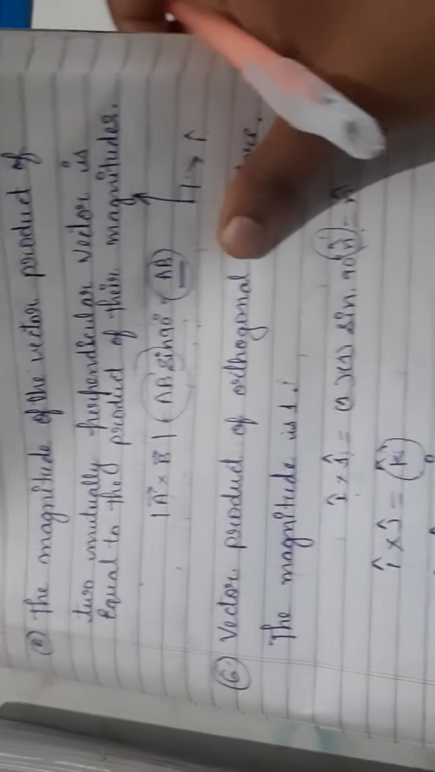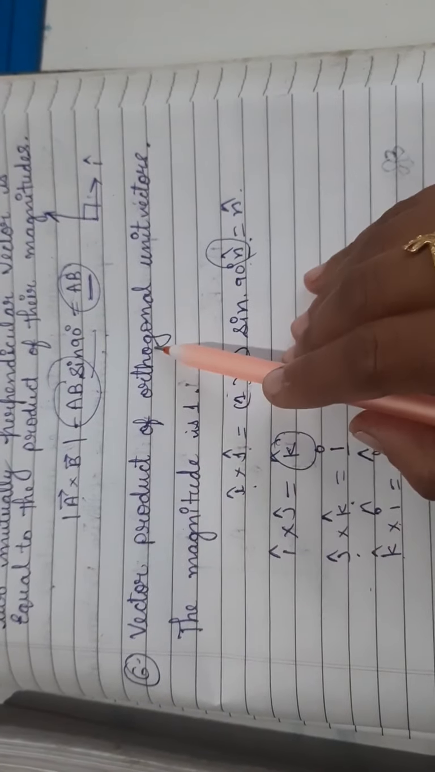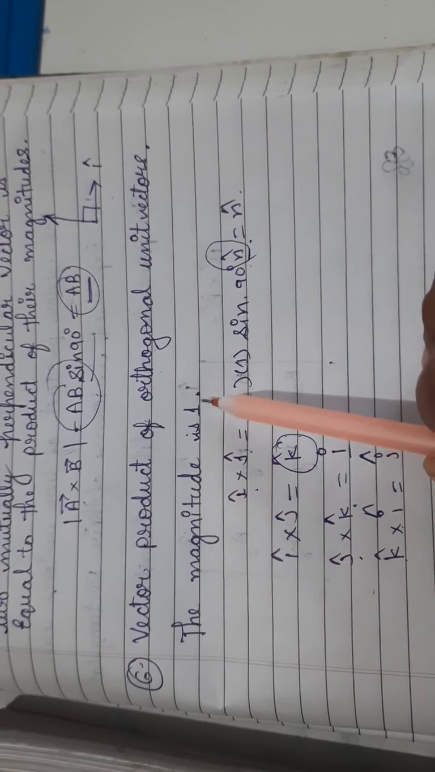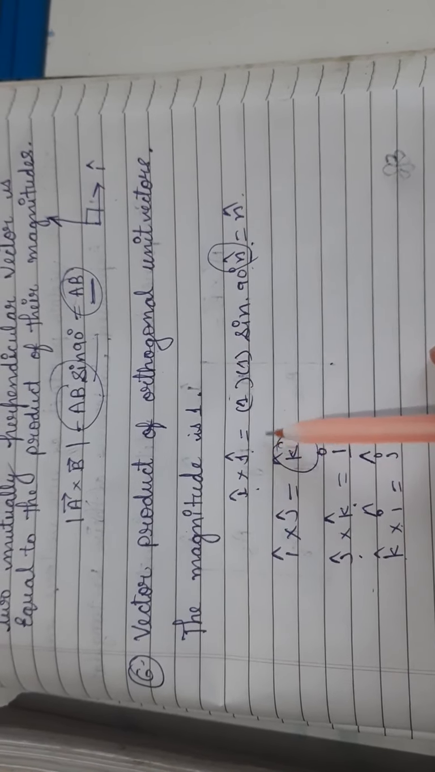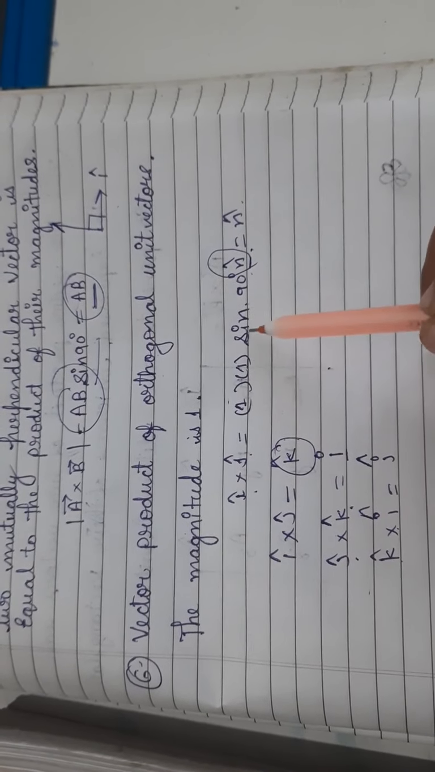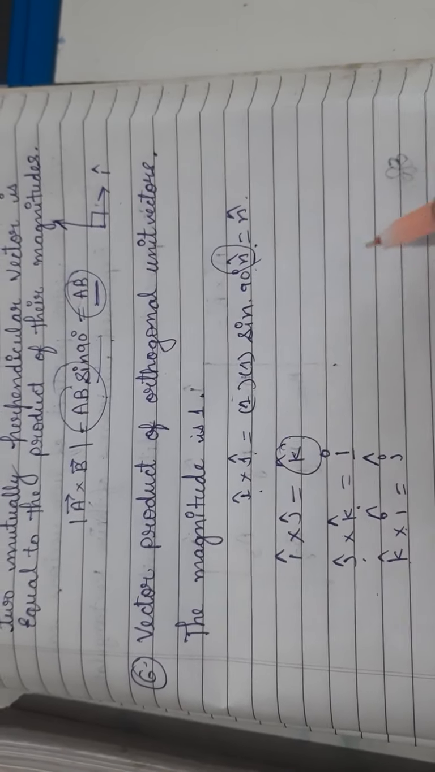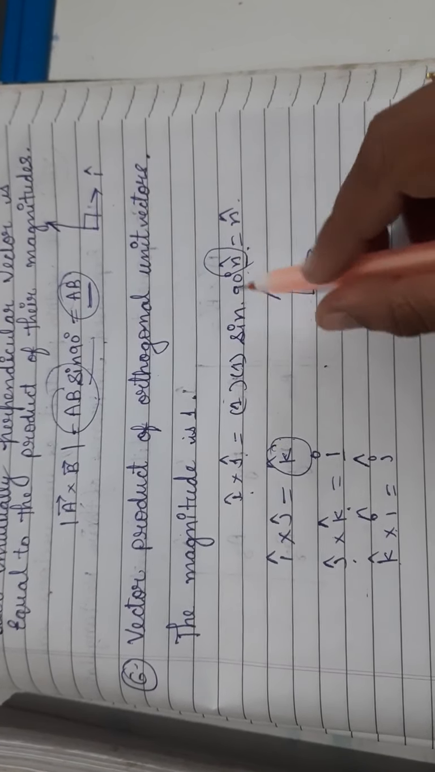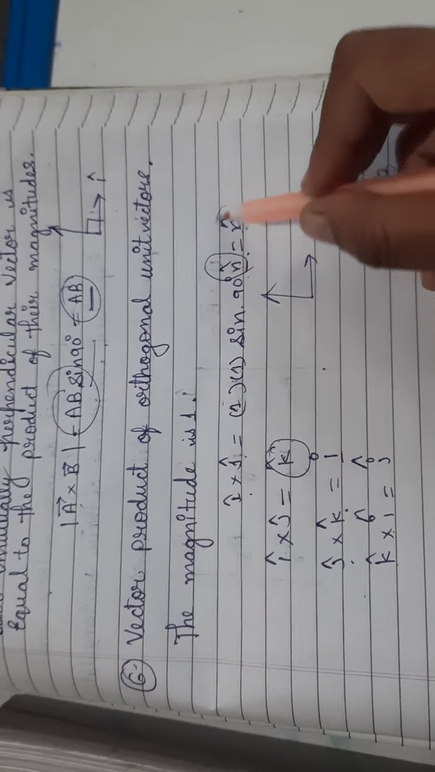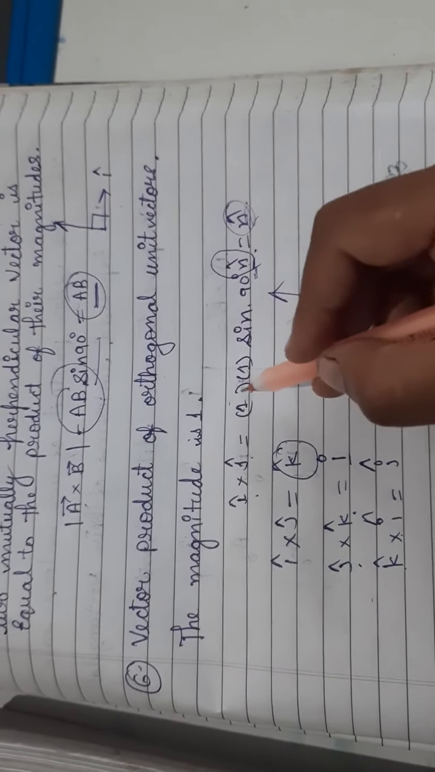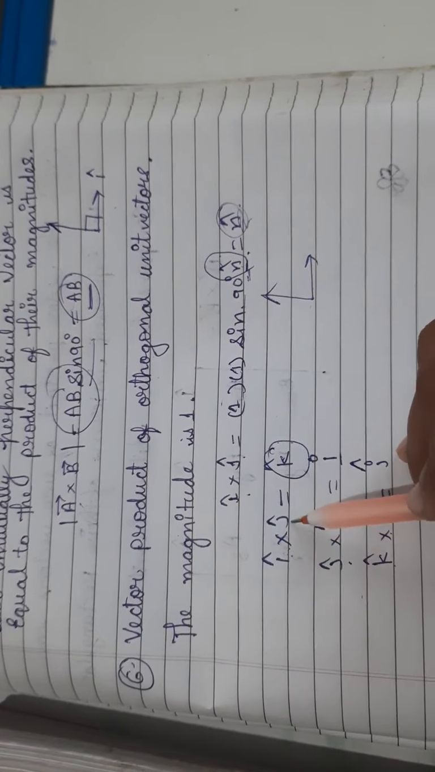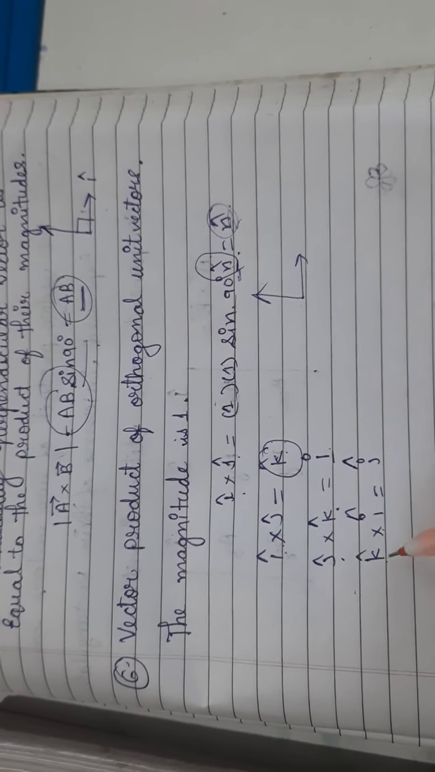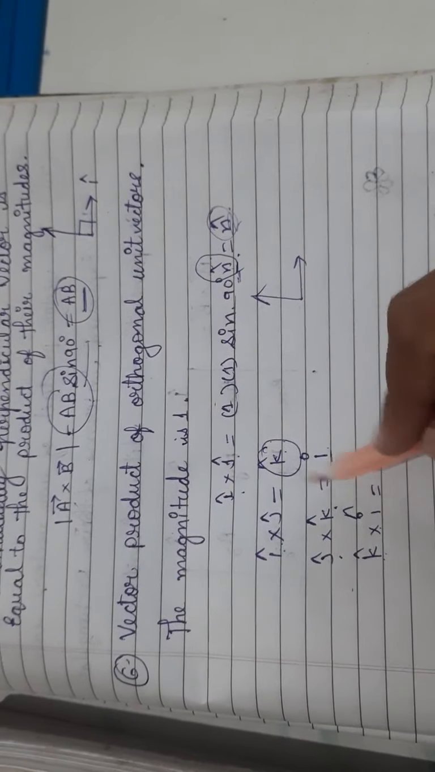Next property. Vector product of orthogonal, meaning perpendicular, unit vectors whose magnitude is 1. I cross J: magnitude is 1 into 1 into sin 90 degrees, as I and J have an angle of 90 degrees between them, along with N cap. What is the direction of N cap? For the direction of this resultant, I cross J will be in the direction of K cap, J cross K is I cap, K cross I is J cap. How to remember this?